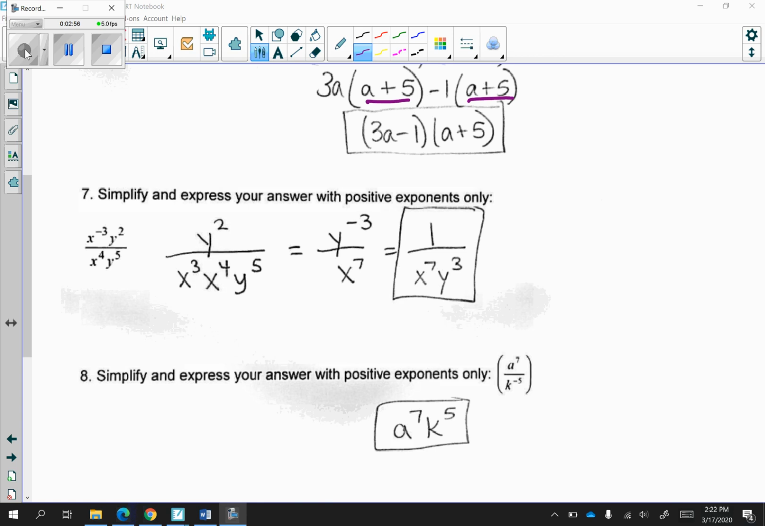For number 7, simplify and express your answer with positive exponents only. So x to the negative 3 times y squared divided by x to the 4th, y to the 5th. So I brought x to the negative 3 to the denominator, which becomes positive. And then remember, when you're multiplying, you add the exponents. So 3 plus 4 is 7. And then in terms of y, I subtracted because I'm dividing. So 2 minus 5 is negative 3. But if I have a negative 3 in the exponent in the numerator, it can go to the denominator to become positive, which is equivalent to 1 over x to the 7th, y to the 3rd.